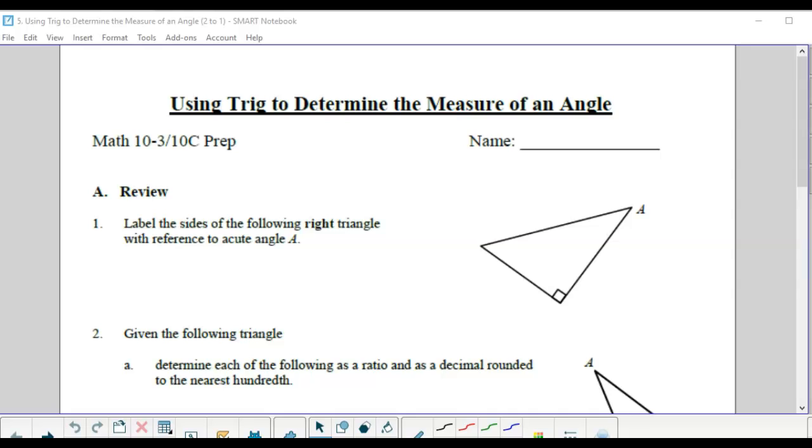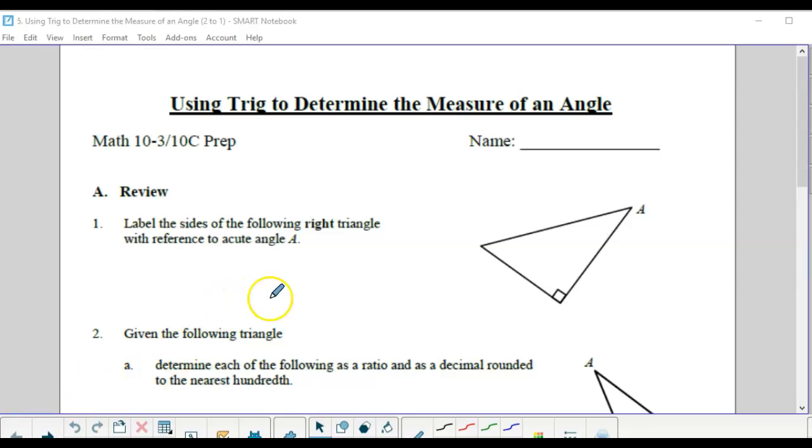Okay, we're going to learn how to determine the measure of an angle in a right-angled triangle using trig. So we've used trig to find a missing side in a triangle, if we know that it's a right triangle and we know one of the angles and one of the sides. Now we need to know that it's 90 degrees and two sides.